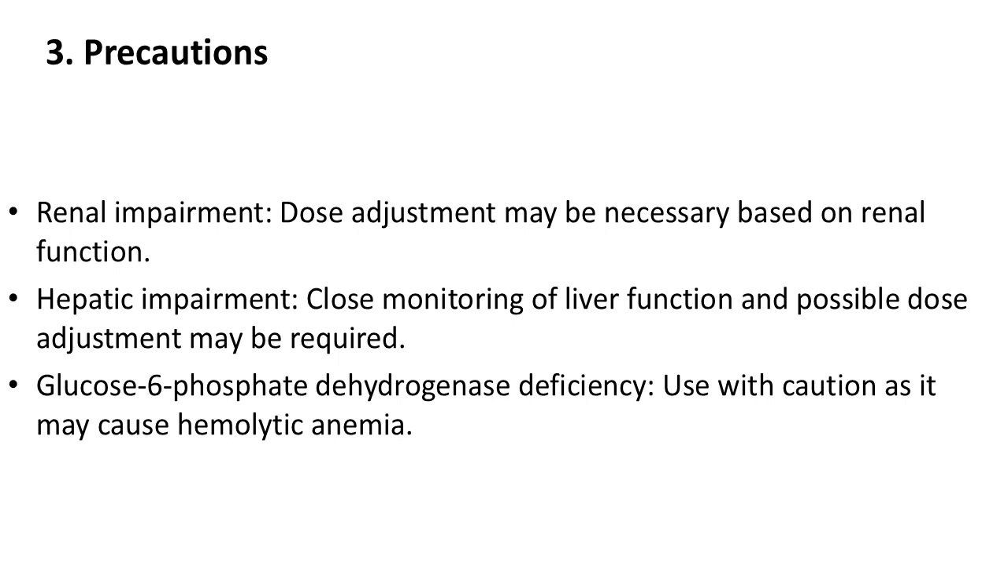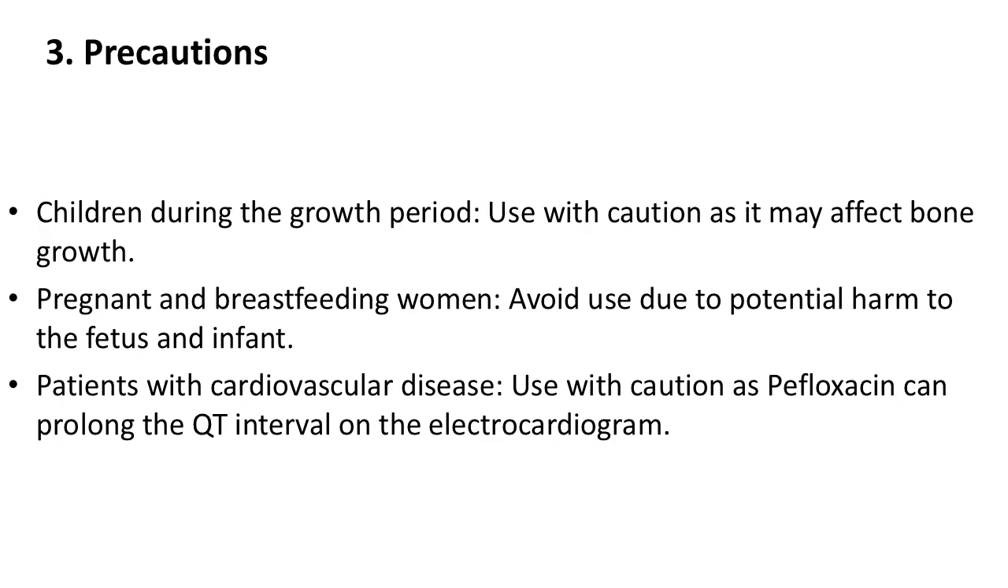3. Precautions. Renal impairment. Dose adjustment may be necessary based on renal function. Hepatic impairment. Close monitoring of liver function and possible dose adjustment may be required. Glucose-6-phosphate dehydrogenase deficiency. Use with caution as it may cause hemolytic anemia. Children during the growth period. Use with caution as it may affect bone growth. Pregnant and breastfeeding women. Avoid use due to potential harm to the fetus and infant.